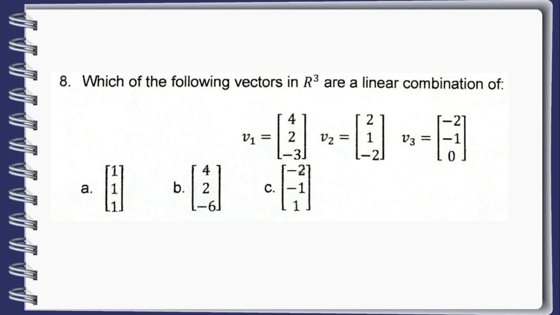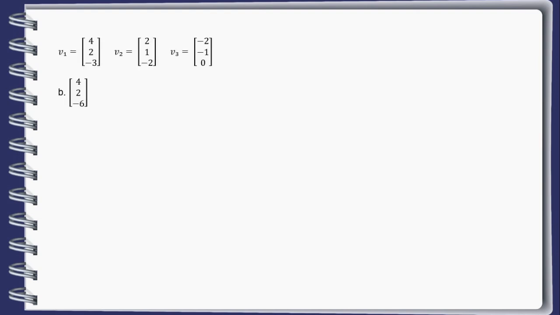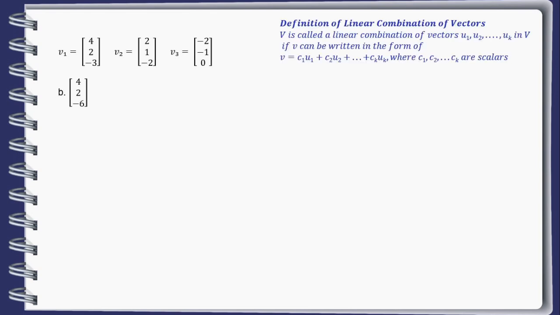Now let's move on to our next item, which is item number 8. In this item, we pick letter B, in which we are going to solve whether this vector is a linear combination of V1, V2, and V3. Before moving on to the process of our solution, let's have the definition of a linear combination of vectors.